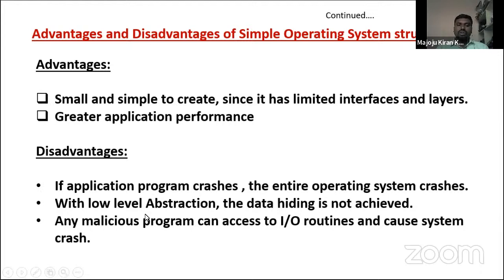And there is low level abstraction, that means data hiding is not achieved. The application programs can directly access the hardware. So any malicious software or program can directly access the IO routines, and they can directly cause harm to the system. There is no data hiding feature. That means it is not at all secure. These are some of the disadvantages of the simple operating system structure.